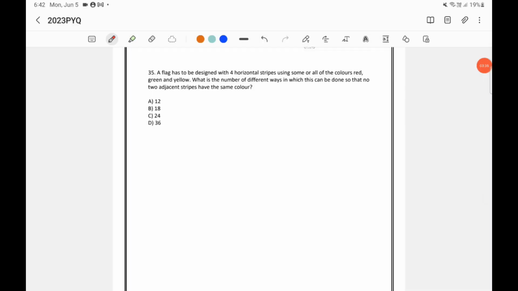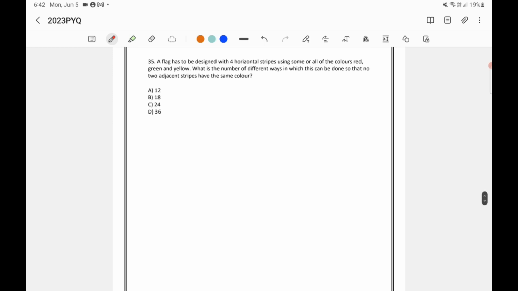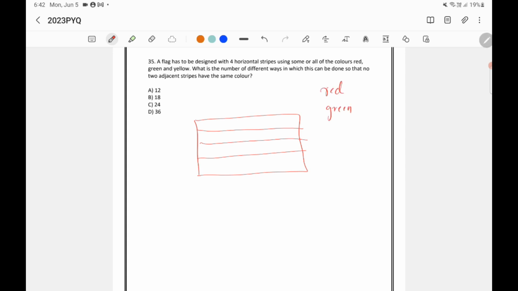Now let us take the next question. A flag has to be designed with 4 horizontal stripes. So let's say this is a flag. It has 4 horizontal stripes like this. Now it has to be designed with 4 horizontal stripes using some or all of the colors. So colors are red, green and yellow. So using these colors, I need to paint these stripes.